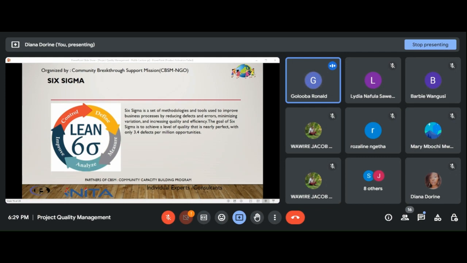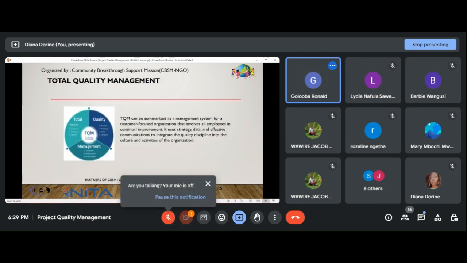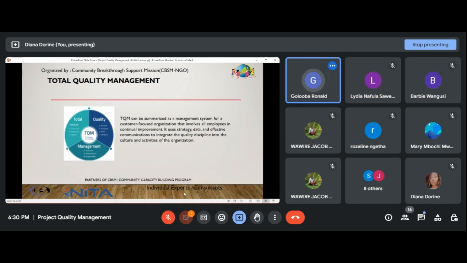Next step. Next slide. So the other, we have total quality management, and this can be summarized as a management system for customer-focused organizations that involves all employees in continual improvement. It uses strategy, data, and effective communication to integrate the quality disciplines into the culture and activities of the organization.